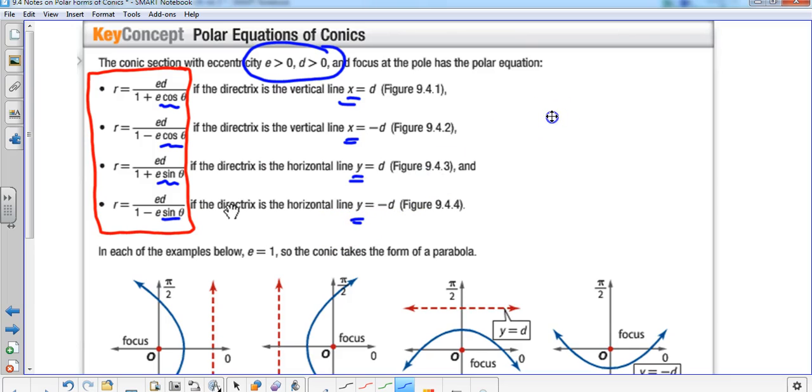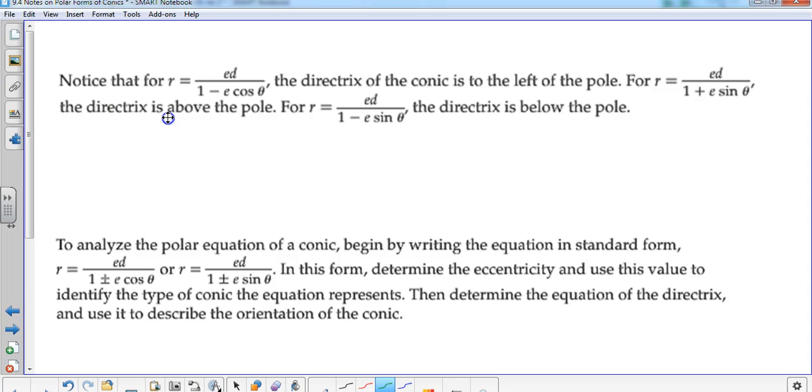Really important, hope you're paying attention. This number has to be what? 1. If it's not a 1, we have to do something to make it a 1, because only when it is a 1 is the eccentricity the number here. What am I talking about?